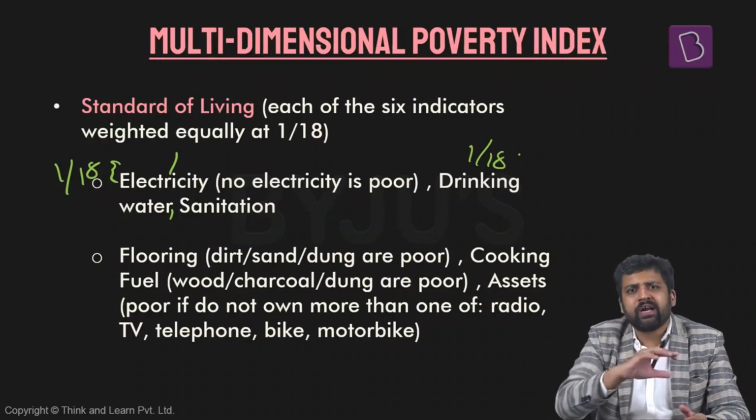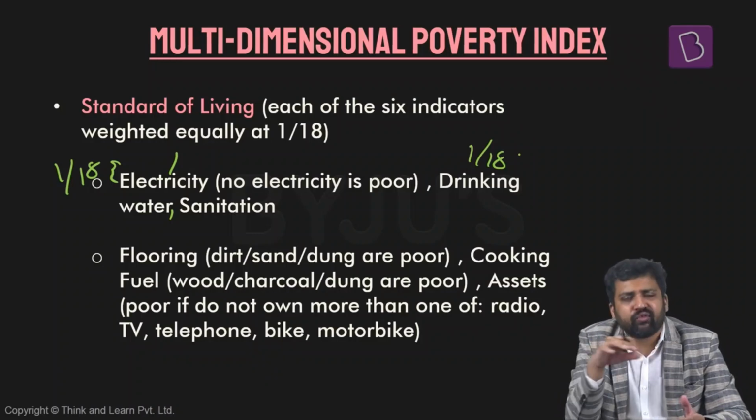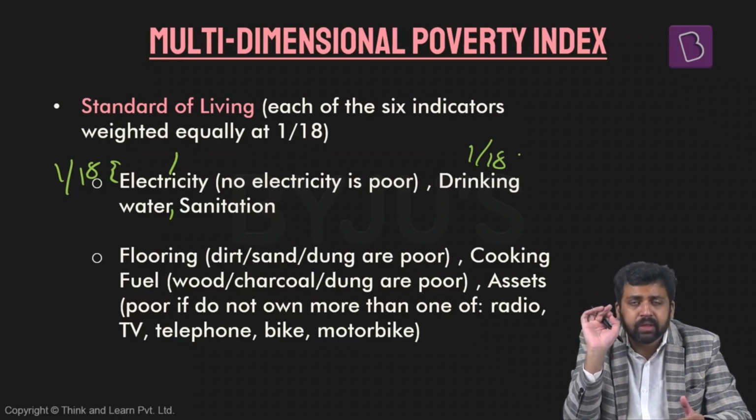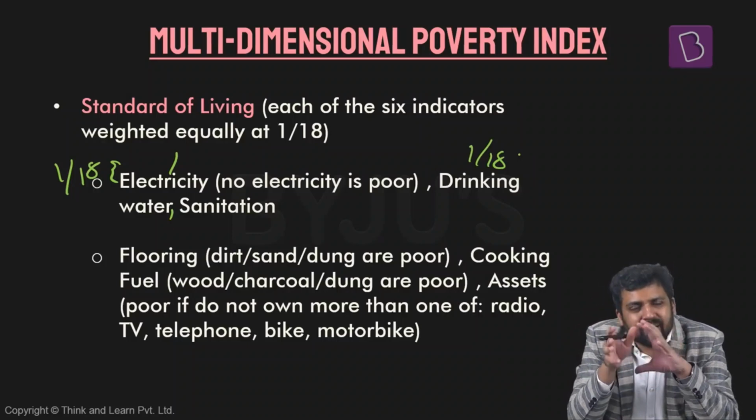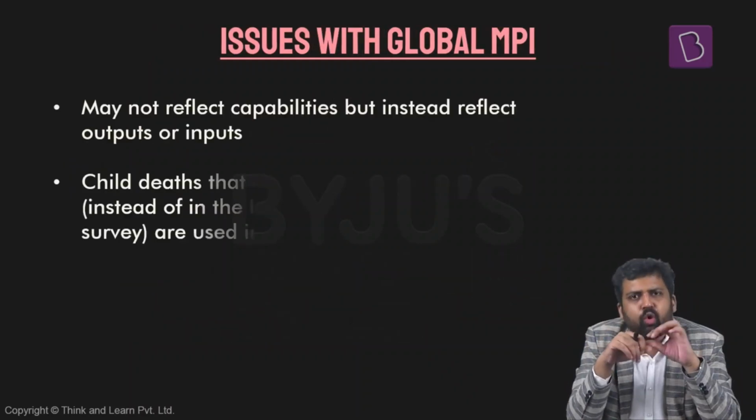Now, it's not that the multidimensional poverty index is the solution to everything. Yes, it is good and reflective of what poverty looks like, but it also has certain limitations. As civil services aspirants, we need to look at some of the lacunae. We should always have a holistic picture and look at the positives, but at the same time also look at the challenges. So the multidimensional poverty index also suffers from some challenges.